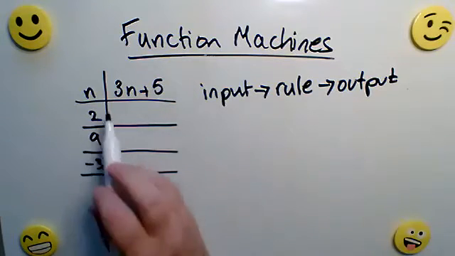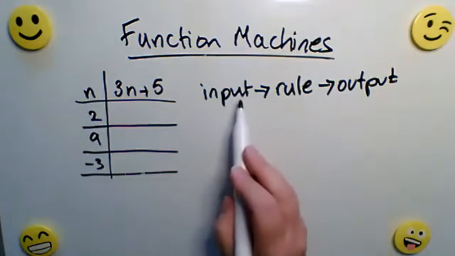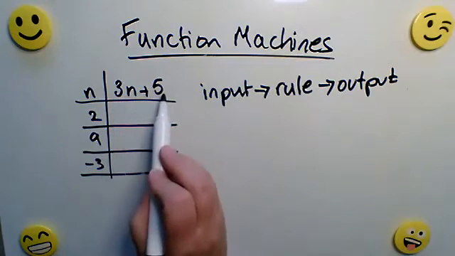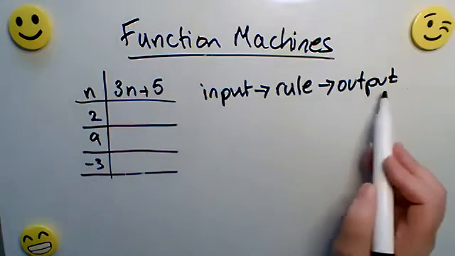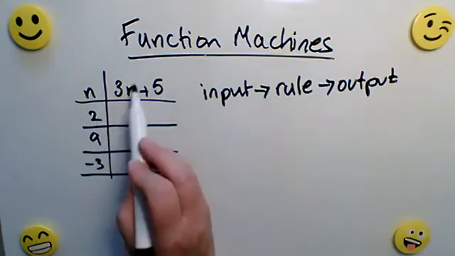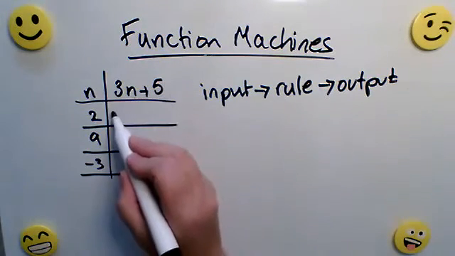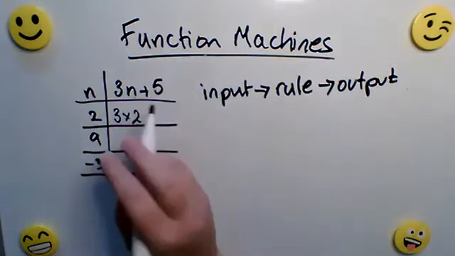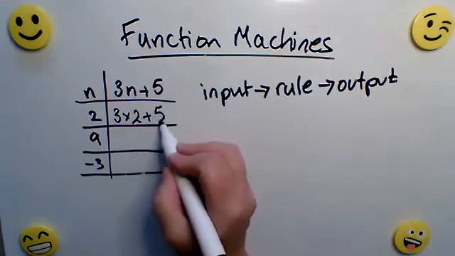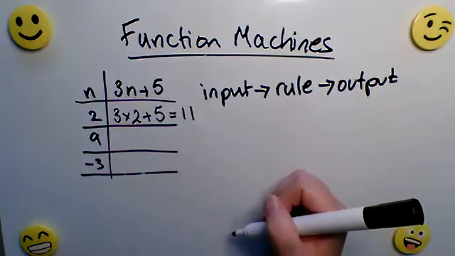In the example here, n is used to describe the input. The rule is 3n plus 5, so we need to understand what this does, and then we can work out what the output should be. So if n is 2, 3n means 3 times the value of n. So this means 3 times 2 in the first example, plus 5. 3 times 2 is 6, plus 5 gives me an output of 11.